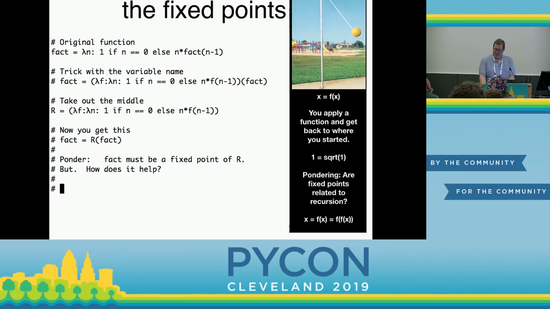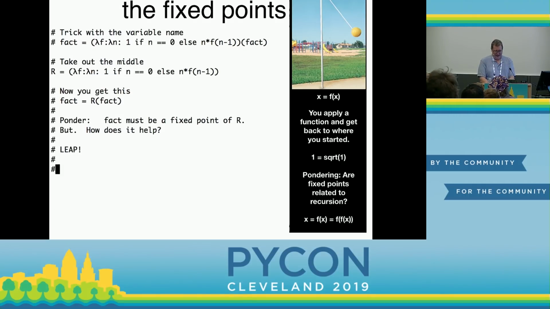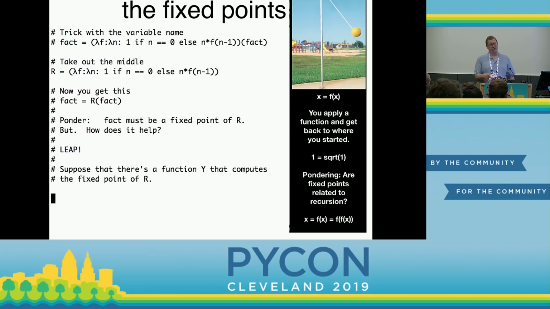Now, the big leap that we're going to take, getting near the end here. This is the huge leap, and you're going to have to bear with me for a second on this. Suppose that there actually was a function. I have not told you what this is, by the way, but this is a typical math trick. Suppose that there actually existed something that could compute the fixed point. So let's say there was some function Y that existed in the world somewhere where Y of R computed the fixed point of R.